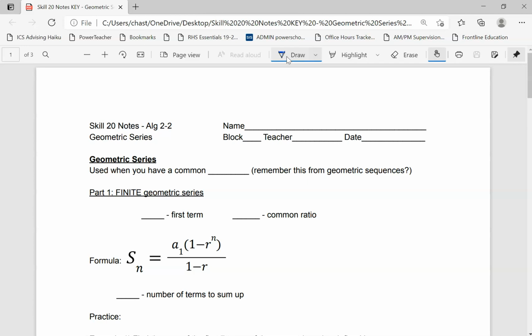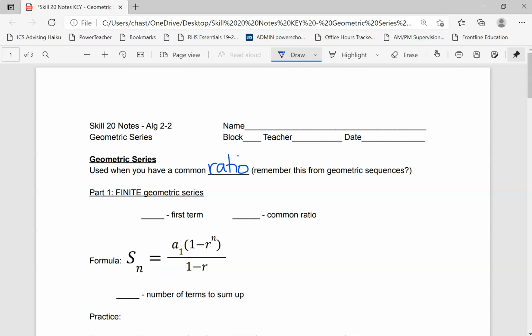Today we're going to talk about geometric series. So what is a geometric series? Well, it's a series made up of a geometric sequence, and we just talked about those in a previous lesson. So we're going to be thinking of things that have a common ratio. That's going to be the first thing we fill in here, common ratio.